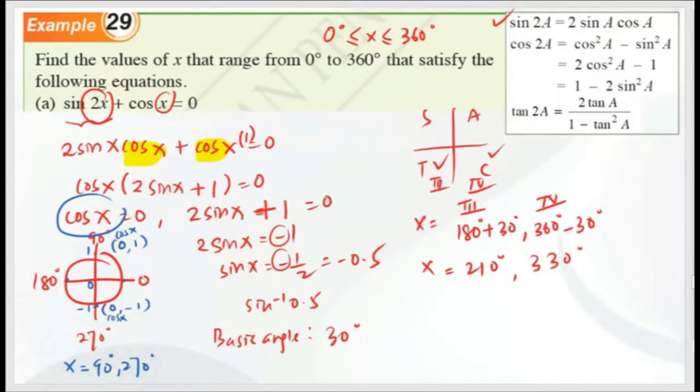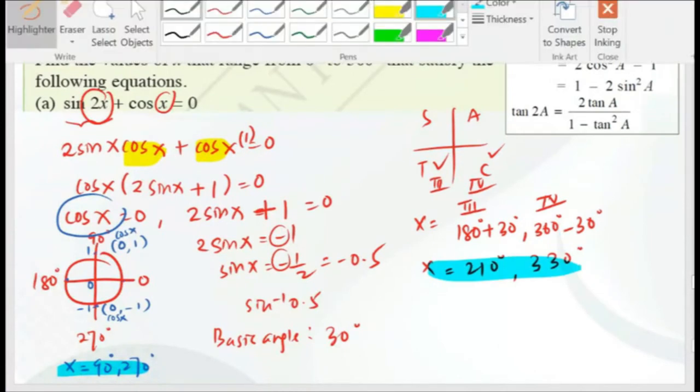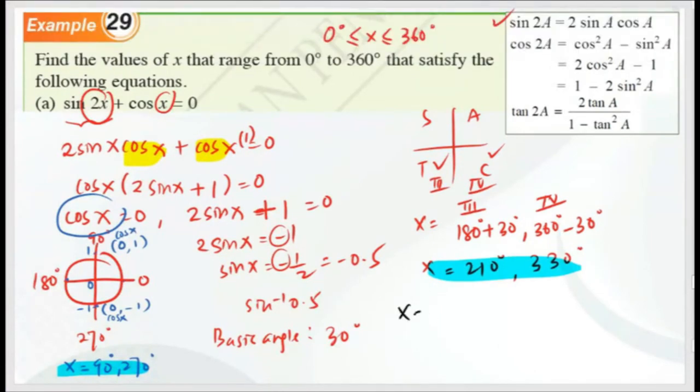So your final answer, you have to combine. We have 4 values, 4 angles. Arrange from the smallest to the biggest angle: 90 degree, 210, 270, and 330 degree. That's it. Then B. Okay, can follow?